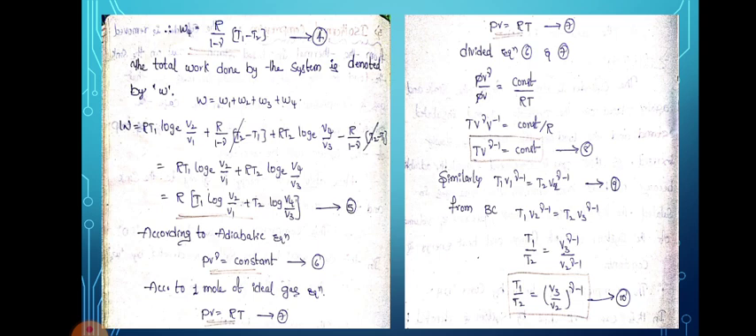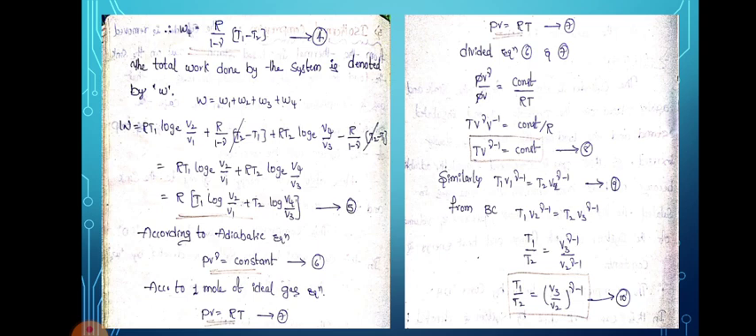Calculation of the total work done by the Carnot heat engine. The total work done by the system is denoted by W. Therefore, W is equal to W1 plus W2 plus W3 plus W4. So W is equal to RT1 log V2 by V1 plus R by 1 minus gamma into T2 minus T1, plus RT2 log V4 by V3 minus R by 1 minus gamma into T2 minus T1.